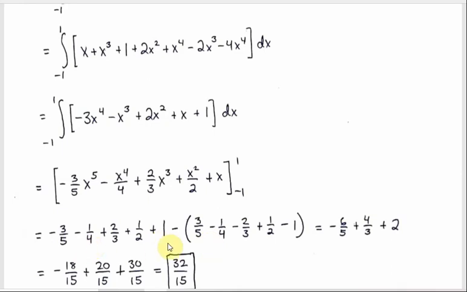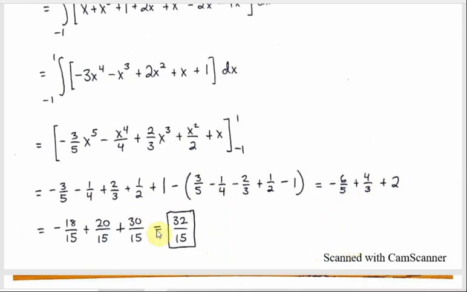The negative 1/4 plus 1/4, that's gone. 1/2 minus 1/2, that's gone. But then you get negative 3/5 times 2, you get 2/3 times 2, you get 1 times 2. So then negative 6/5 plus 4/3 plus 2. I got a common denominator and then added them together. And the least common denominator there is 15. So if you add those together, you end up with 32 over 15.